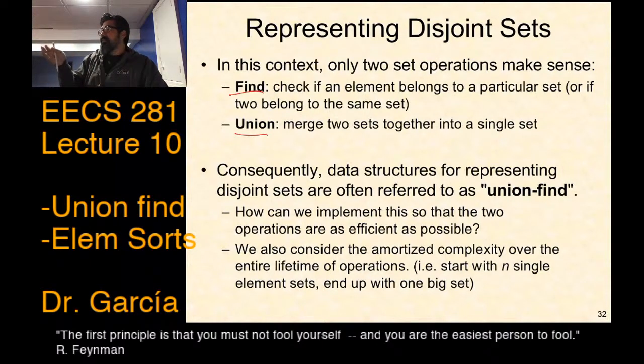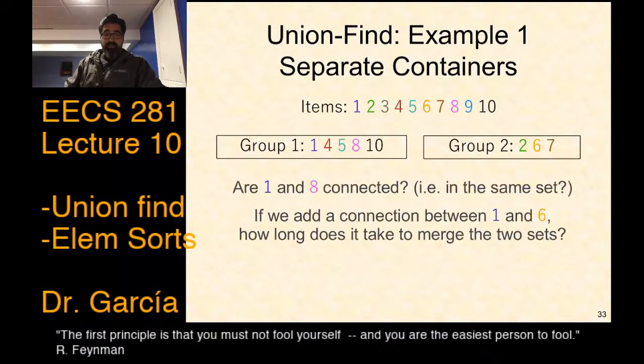Notice that we're leaving intersection out of it. We're not going to discuss intersection or anything like that. All we care about is union find, because this is what's going to be relevant for algorithms later in the course. Okay, so let's look at a quick example.